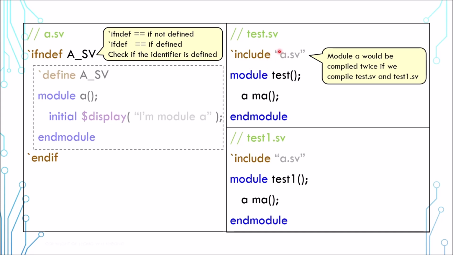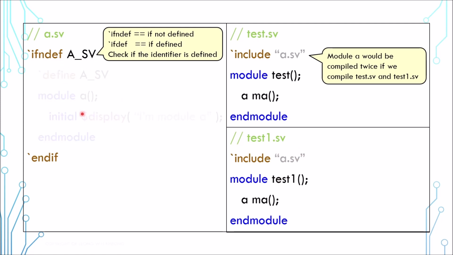First time a.sv is compiled, this statement is true and therefore the content filter is lifted, and module A is compiled. Note that the content has one extra statement. That statement defines a_sv. So the second time a.sv is compiled, this statement is not true and therefore the filter is applied, as if this becomes an empty file. So module A is not being recompiled again.